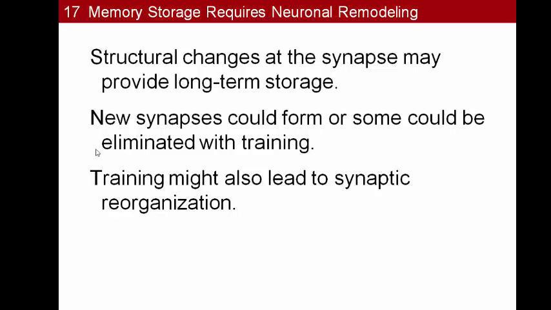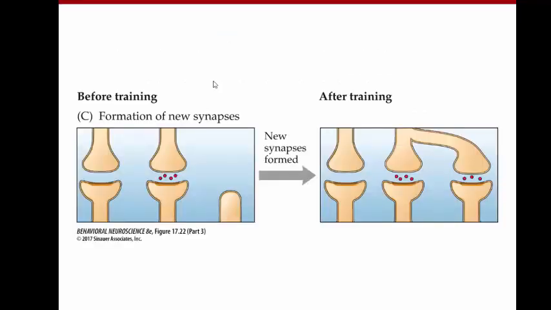Or it could be that there's a connection that's not being used, and training could prune that. So we're not just forming new connections, but in addition, we have to get rid of the connections we're not using so that we can put all of our energy and resources towards the connections that we need. Okay? So if you look at what's happening here, before training, we have these neurons talking to each other.